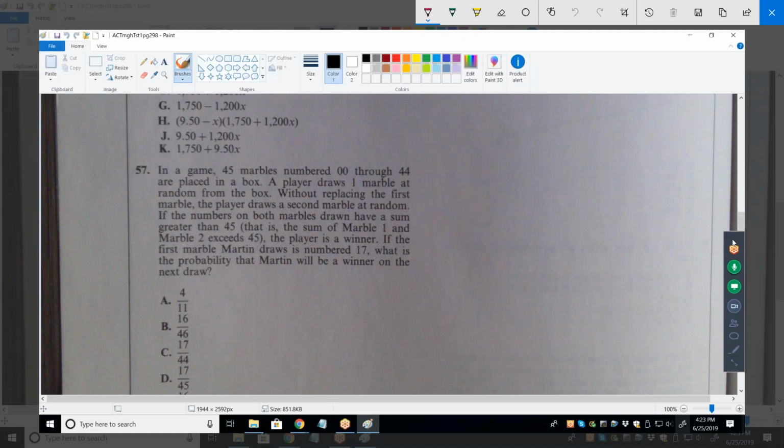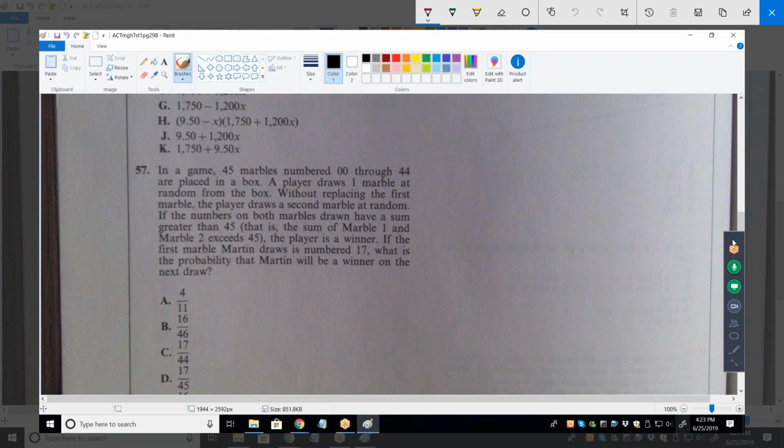If the sum of marble 1 and marble 2 exceeds 45, the player is a winner. The first marble Martin draws is number 17. What is the probability that Martin will be a winner on the next draw? Okay, so if he draws 17, that means that there are 44 marbles left.